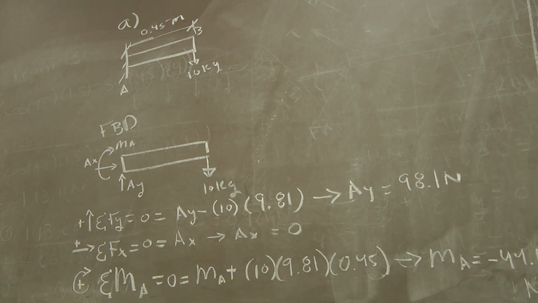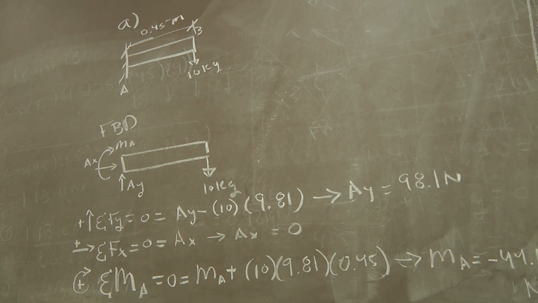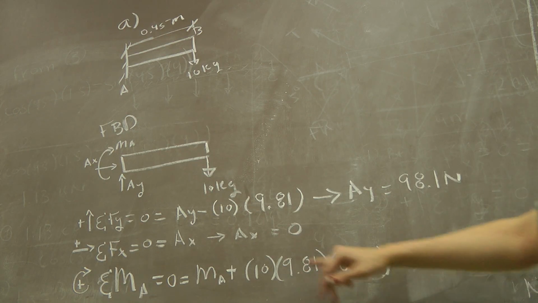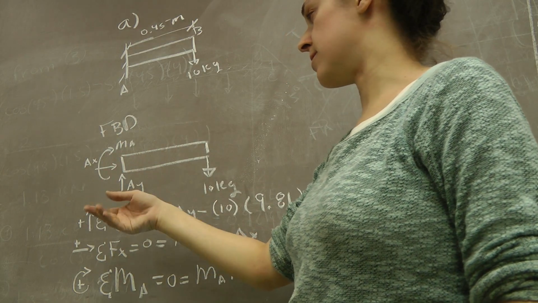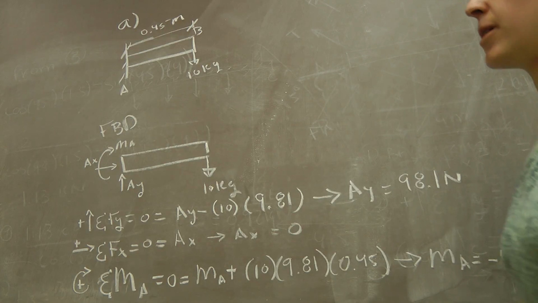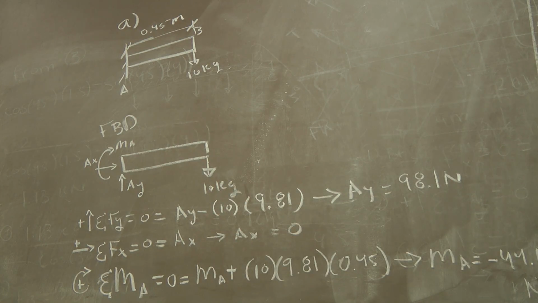So MA, don't get it confused with this guy. This is denoting the reactionary moment. And then times 10 times 9.81 times its moment arm. So it couldn't have been more simple. And this makes sense that it's negative. This is going to make him want to go clockwise. Here I chose clockwise as positive. If we assume it's going to be clockwise, nothing's going to balance the clockwise moment caused by the 10 kilograms. So keep that in mind.